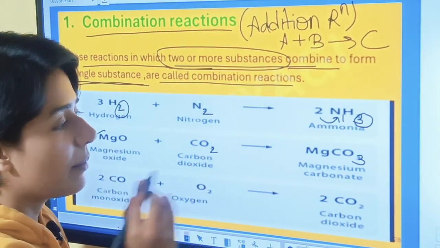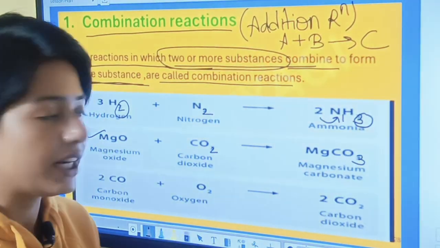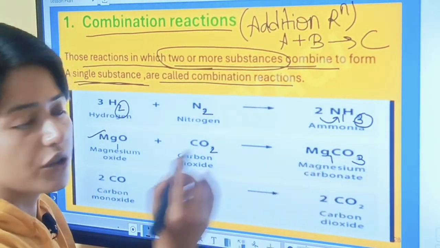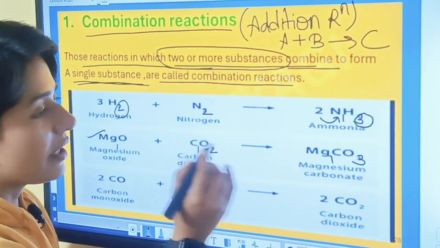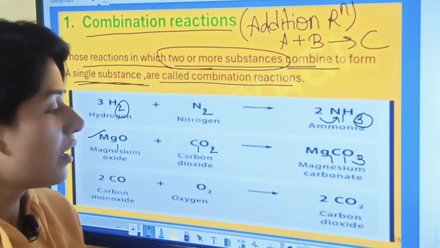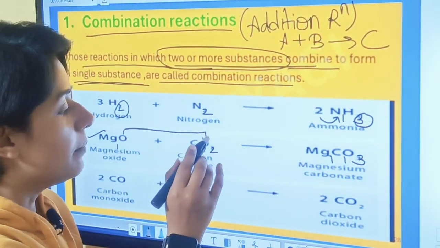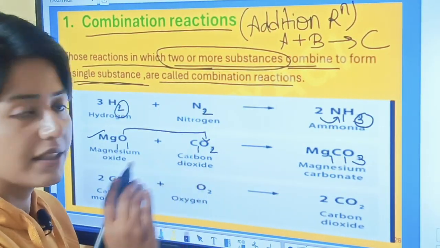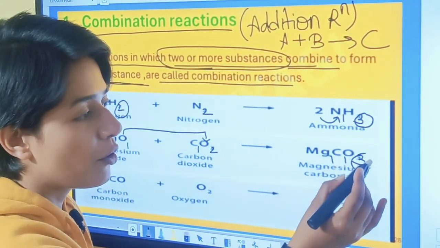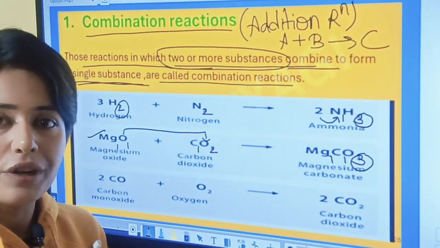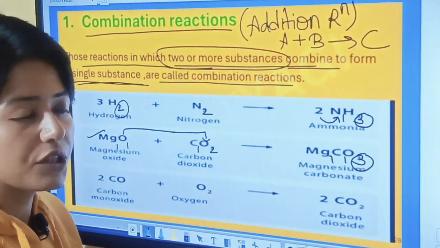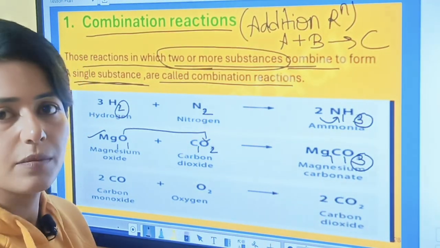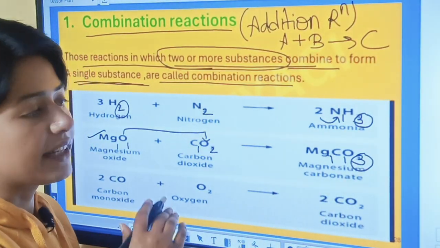Magnesium oxide reacts with carbon dioxide, then it forms magnesium carbonate. Here, magnesium atom 1, magnesium atom also 1, carbon atom 1, carbon atom also 1, oxygen atoms total 3, 2 here and 1 is here. Total oxygen atoms on the left-hand side are 3 and total oxygen atoms on the product side are also 3. There is no need to balance this equation. This equation is already balanced because the number of magnesium, carbon and oxygen atoms are equal on both the reactant and product side.